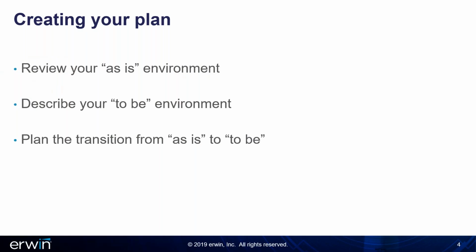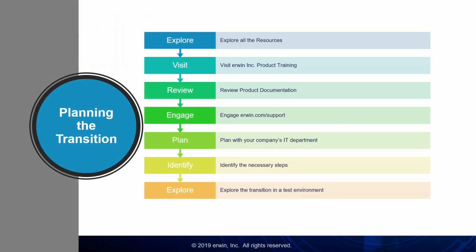So you want to create a plan when you're performing your upgrades. You want to review your environment as it is today and then describe your environment that you're trying to get to, the 2B, and then plan your transition to go from the environment as it is today to the environment as you would like it to be. You want to explore all the resources, which include visiting Erwin's product training area, reviewing the product documentation, engaging our Erwin support team, planning with your company's IT department, identifying the necessary steps, and then exploring the transition within a test environment.